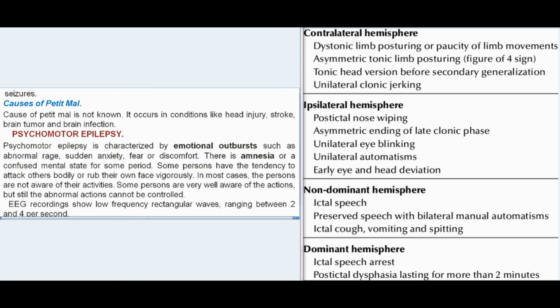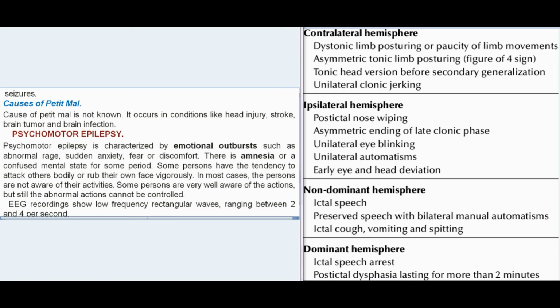Psychomotor epilepsy. Psychomotor epilepsy is characterized by emotional outbursts such as abnormal rage, sudden anxiety, fear, or discomfort. There is amnesia or a confused mental state for some period. Some persons have the tendency to attack others bodily or rub their own face vigorously. In most cases, the persons are not aware of their activities. Some persons are very well aware of the actions, but still the abnormal actions cannot be controlled.